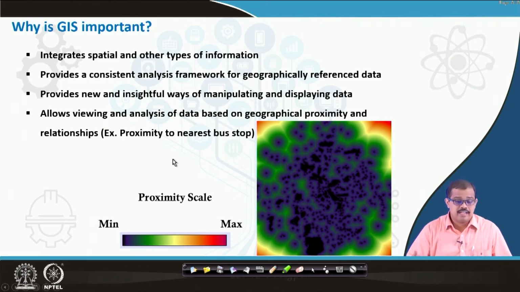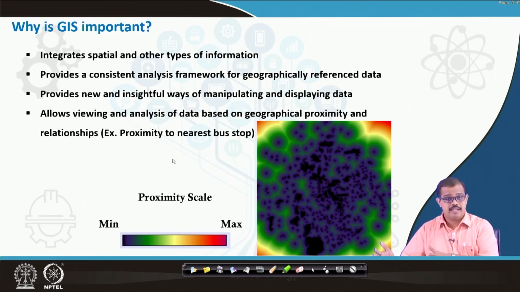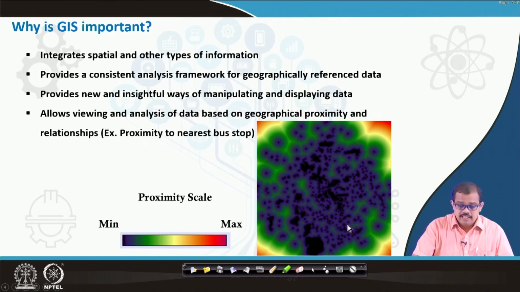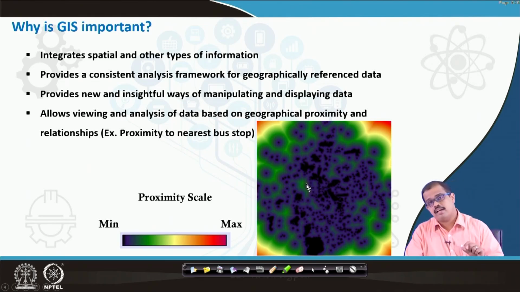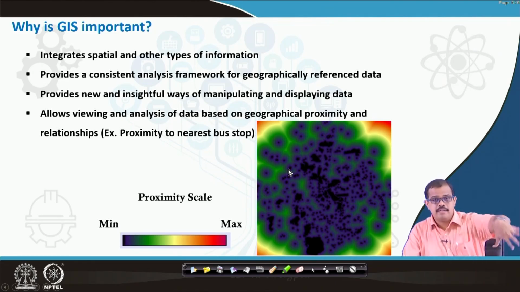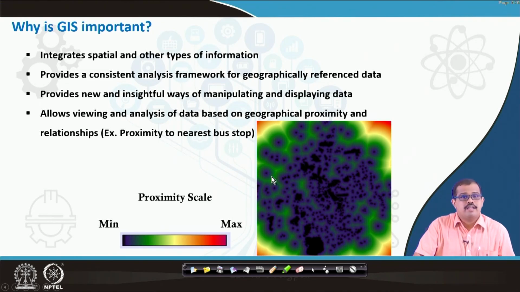It allows viewing and analysis of data. That means already existing data, derived data, and different ways of looking at the data with geographical proximity. For example, there is a map displayed here. It is actually a proximity map. These black regions signify bus stops in a city. When you look at these bus stops, I am trying to see how the urban area has grown in proximity to these bus stops.